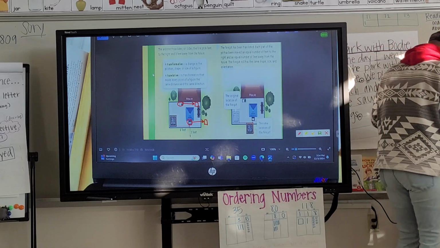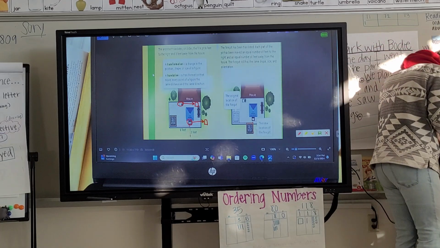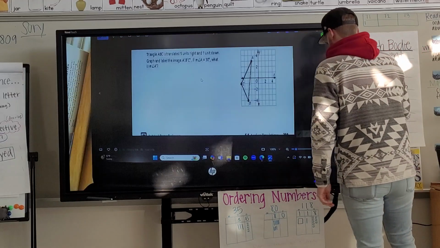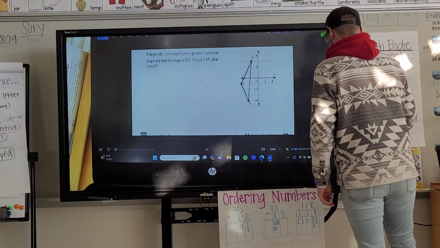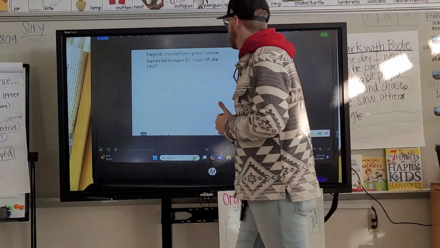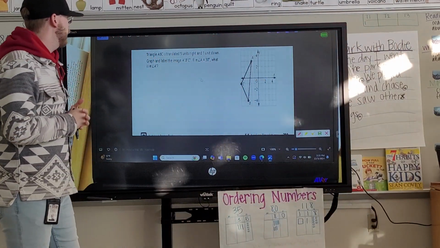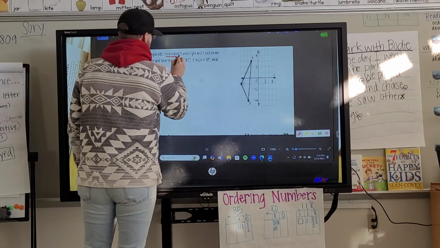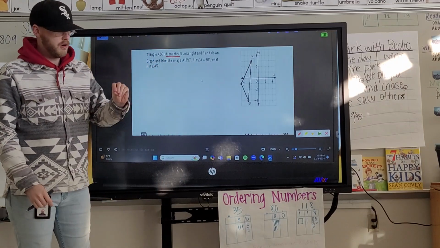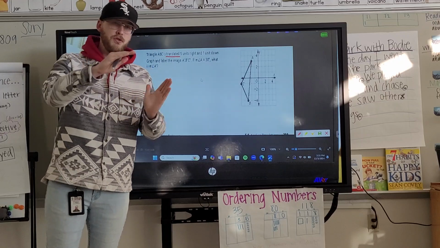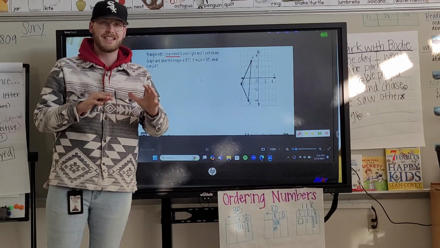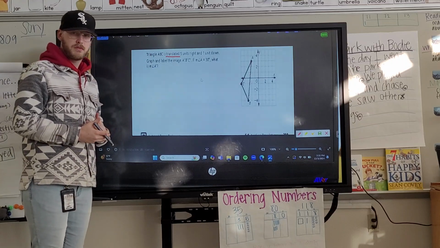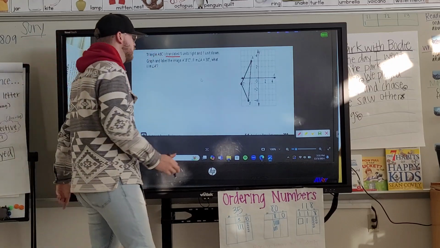Let's go to the last page here. All right, our last question says, triangle ABC is translated 5 units right and 1 unit down. Translated. That means all the points on my triangle are just being moved to a new location. The triangle should look the exact same when I'm done. It's not transforming or changing shape like a transformation says, it's being translated.